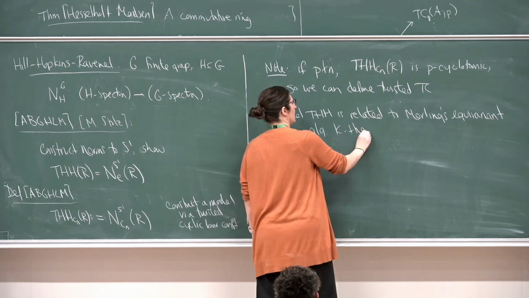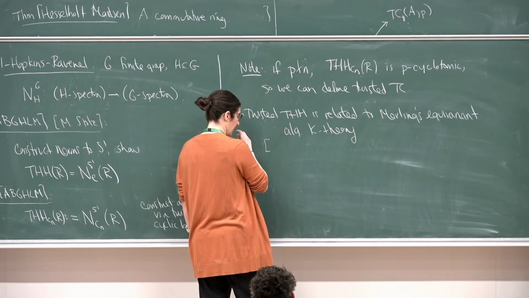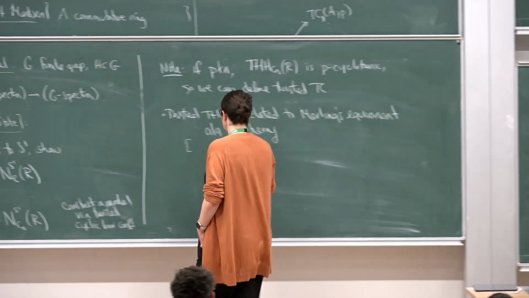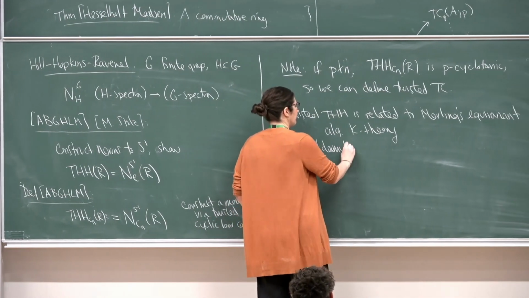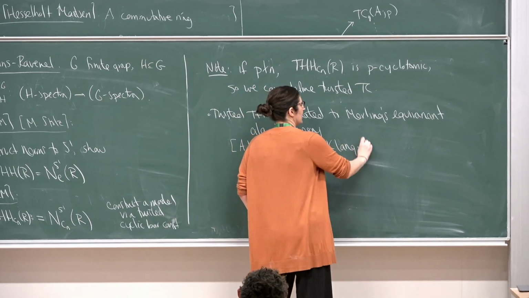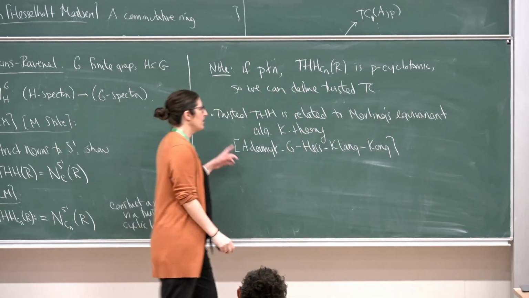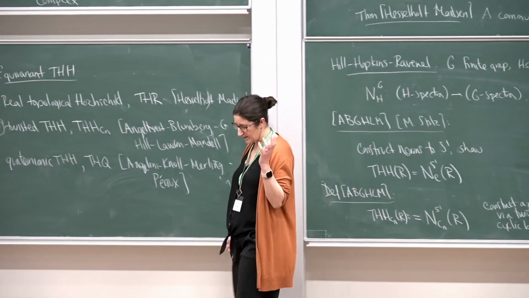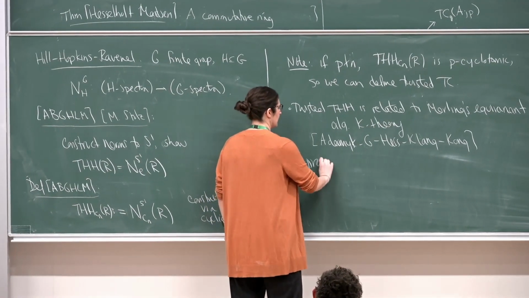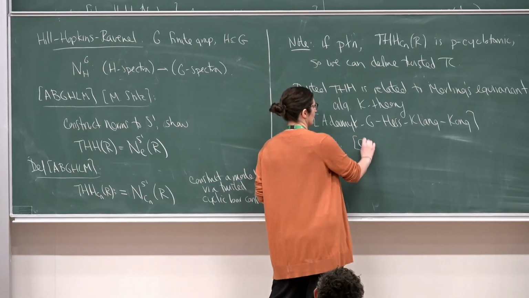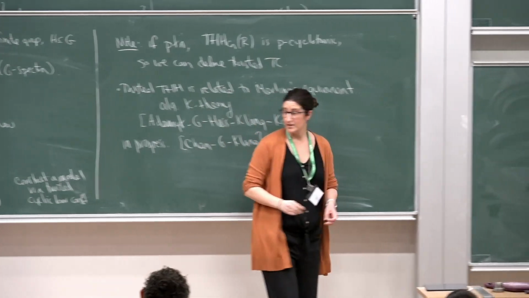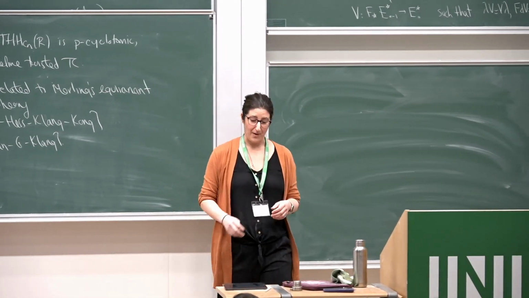There's some work to that effect, and I really have a tough time alphabetizing these names. That's work of Katharine Adamyk, myself, Katharine Hess, Inbar Klang, and Hana Jia Kong. We prove some relationship between Merling's equivariant algebraic K-theory and twisted THH, and then there's more work being done to develop trace methods for equivariant algebraic K-theory, in-progress work of David Chan, myself, and Inbar Klang. A lot of these people either are around or will be around this semester.